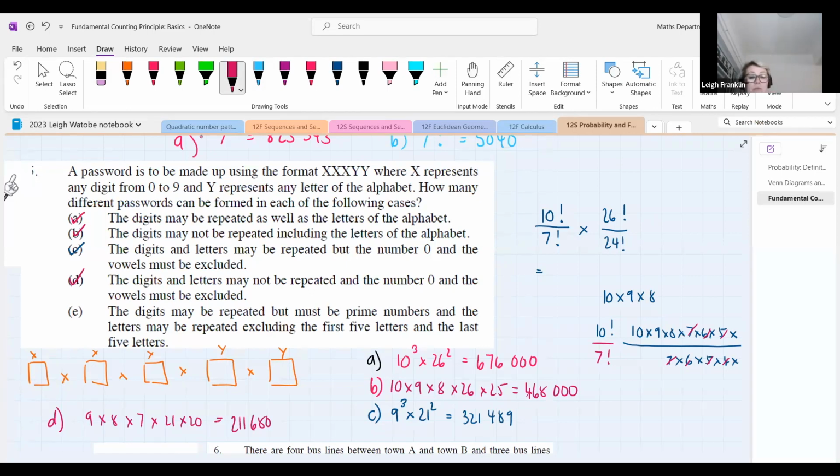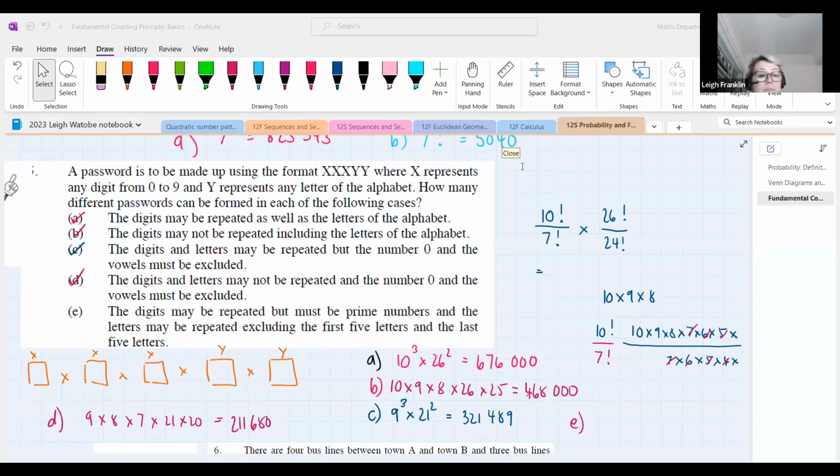Question E. The digits may be repeated, but they must be prime numbers. And the letters may be repeated, excluding the first 5 letters and the last 5 letters. So how would we do question E? What do you guys think? How many of the numbers we've got are prime numbers? Okay, so the rest of you think about that.